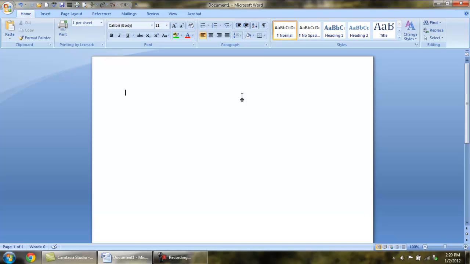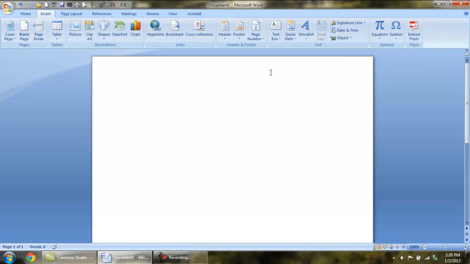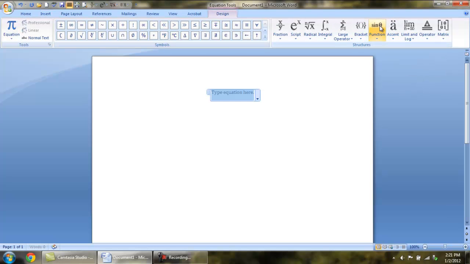I want to show you a few features on how to use the equation editor. If you haven't used it before, then I think you'll find it very useful when you're taking this course. Click on Insert, and then over to the right of your screen you'll see Equation, and it has the pi symbol there. So click on that, and it will open up your equation editor.